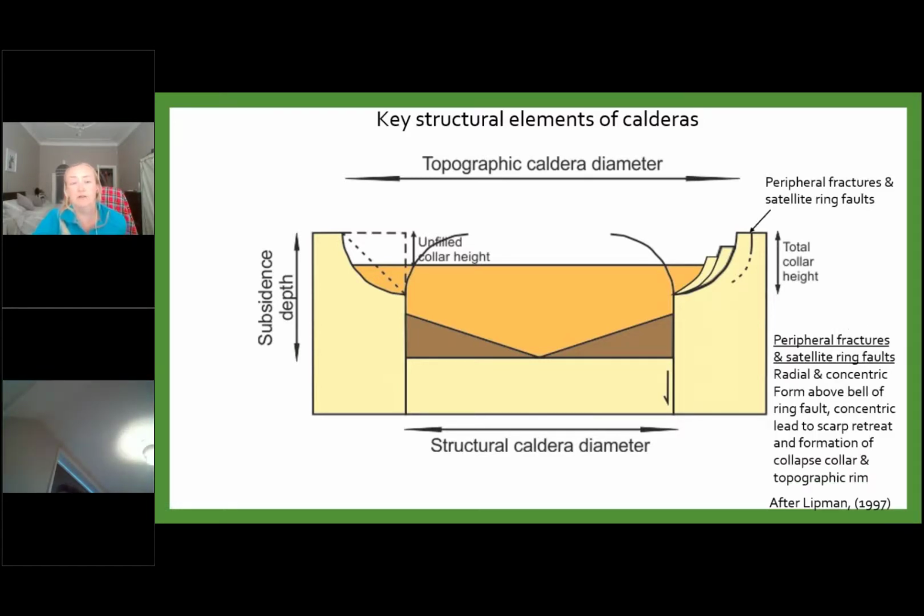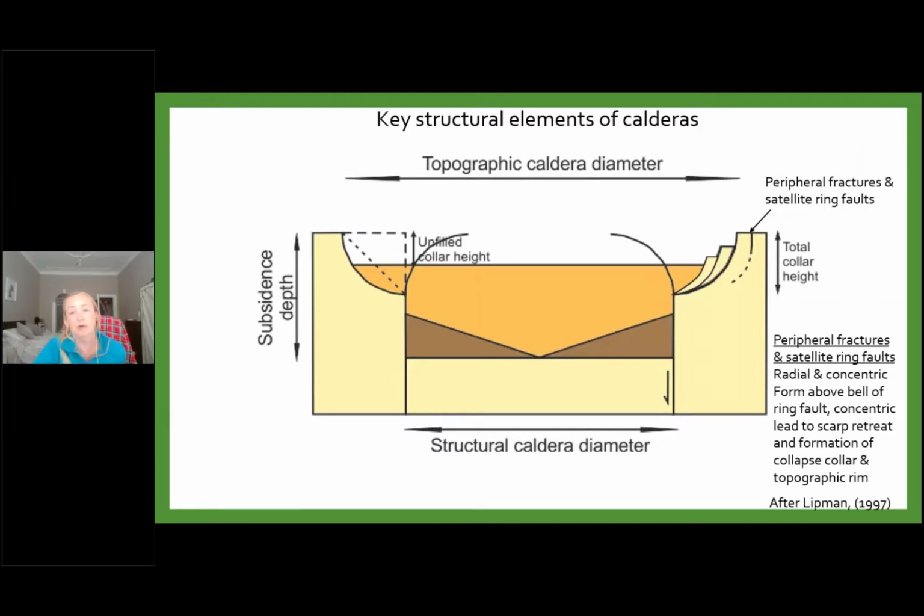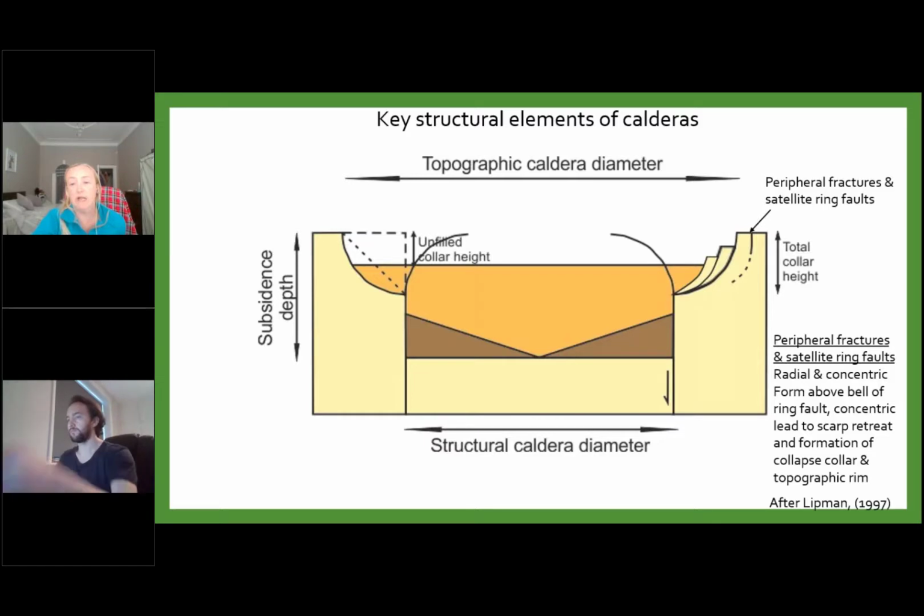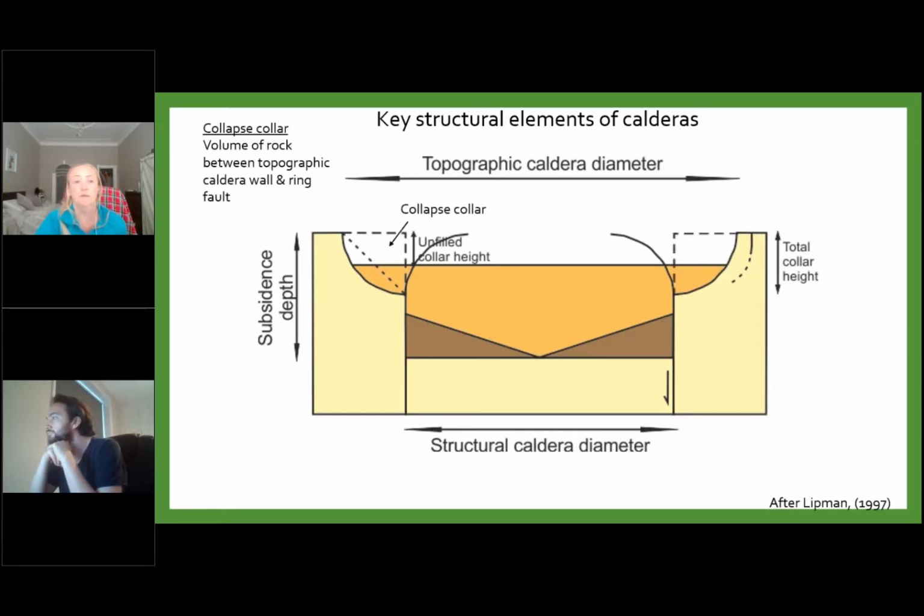Peripheral fractures and satellite ring faults are key for development of the topographic rim. So you get radial and concentric fractures. They form above the bell fault, so you could imagine it's extending out to some degree and forming along here. Hope everyone can see my blue cursor there. And they result in scarp retreat, formation of the collapsed collar, and a topographic rim. So this kind of thing happens, and then your collapsed collar forms there.